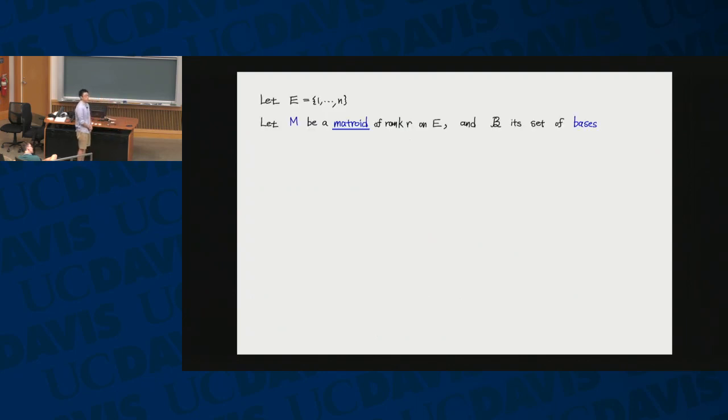So let's take a short interlude to say one word about matroids. Let E be a finite set, 1 through n, and let M be a matroid of rank R on E, and let's denote B to be the set of bases.